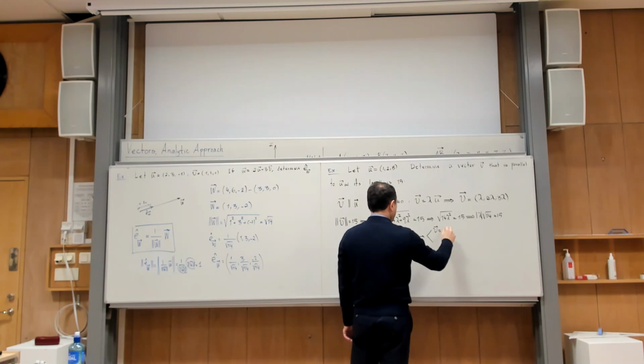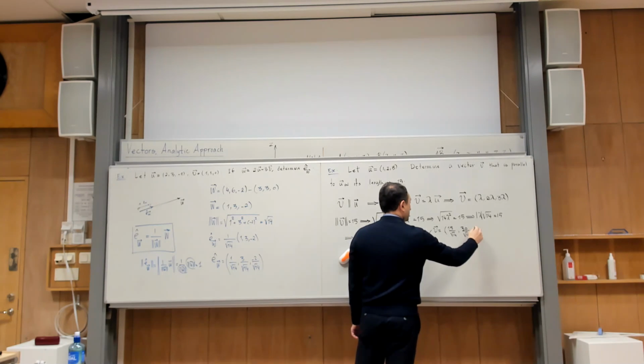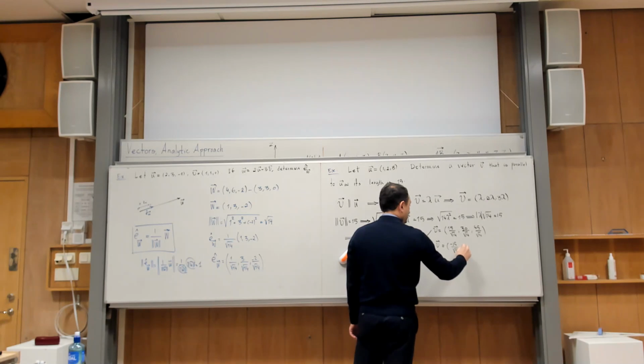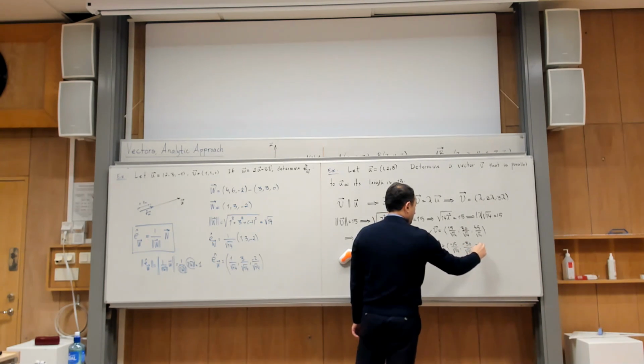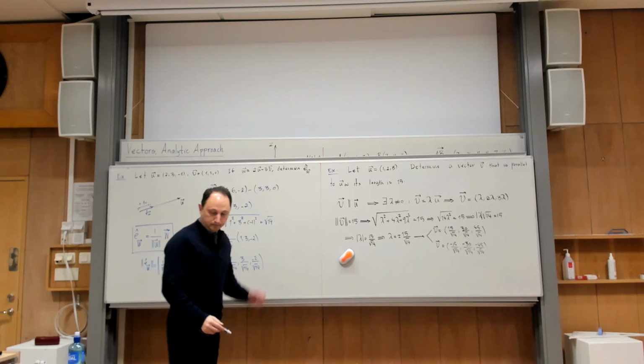So it means that I will have two answers for my vector. Vector v is 15 over square root of 14, 30 over square root of 14, and 45 over square root of 14. And then the other answer is the negative of these components, yes? Yes, so as we predicted, we should have two answers.